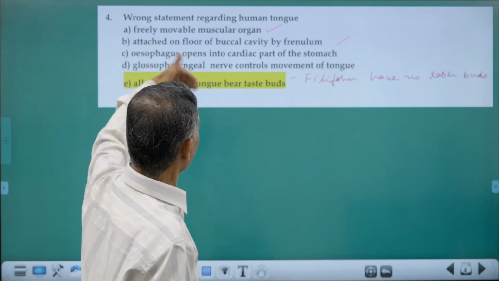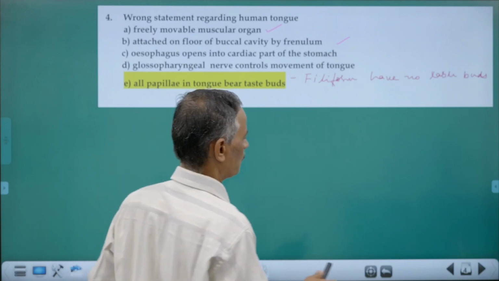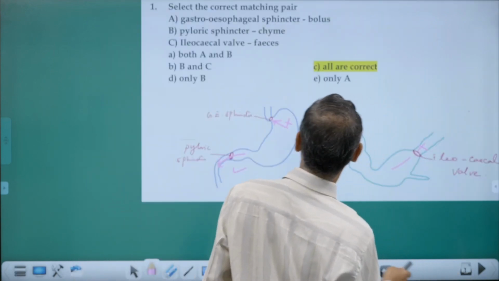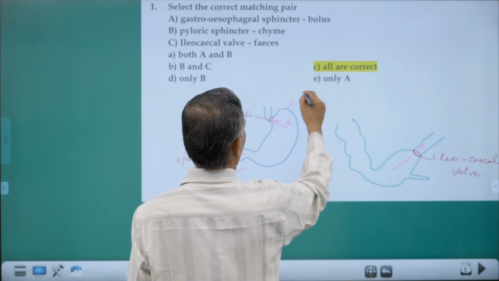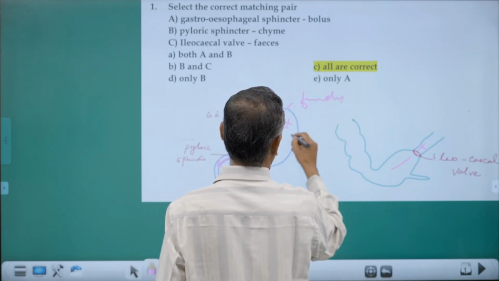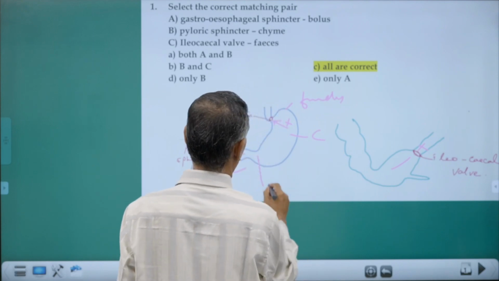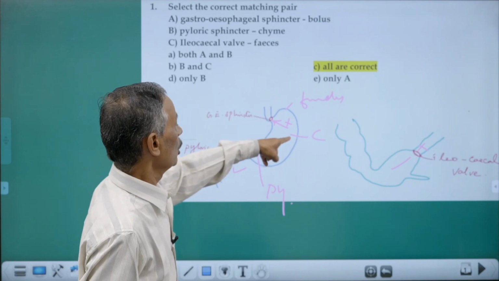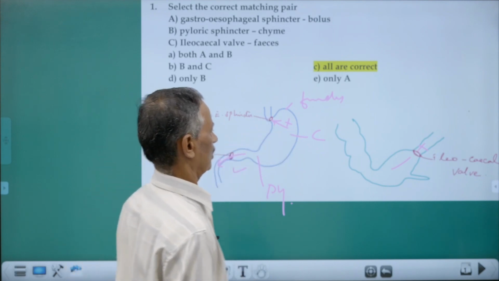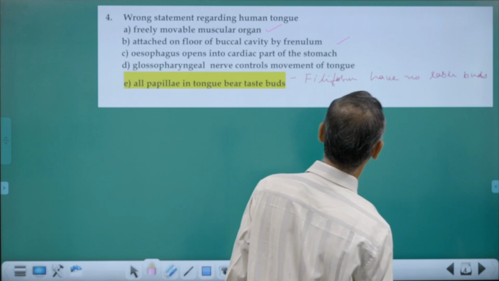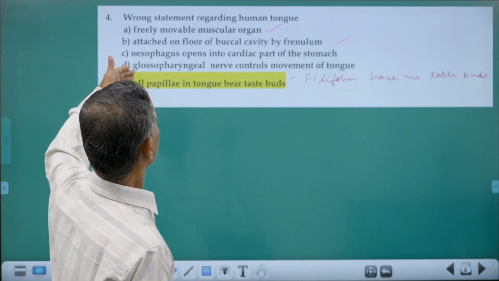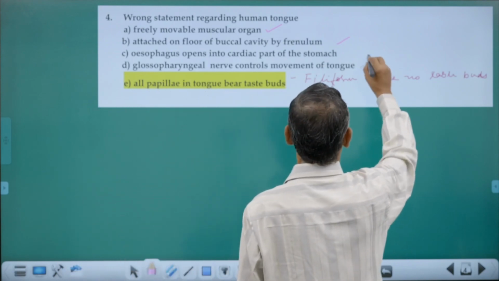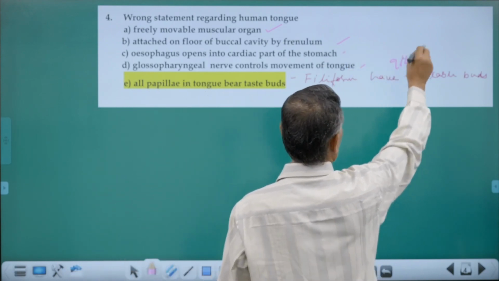The esophagus opens to the cardiac part of the stomach. The first part is the cardiac one. This part is the fundus, the raised part is the fundus. This is the cardiac, and this is the pyloric. The esophagus is opening to the stomach at the cardiac. Correct. The glossopharyngeal nerve controls the movement of the tongue. It is the 9th one.